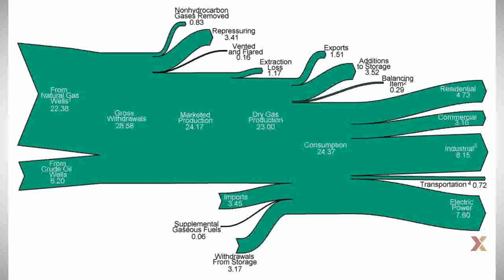Natural gas is a much more complicated system. There are two big inputs, one from wells that are drilled just to produce natural gas, and others from wells that are drilled to produce oil, but also produce some natural gas.